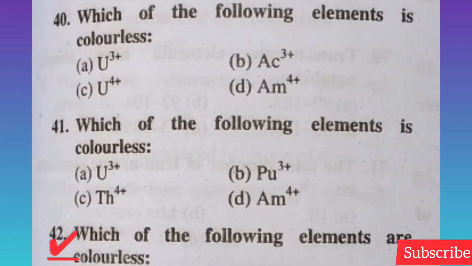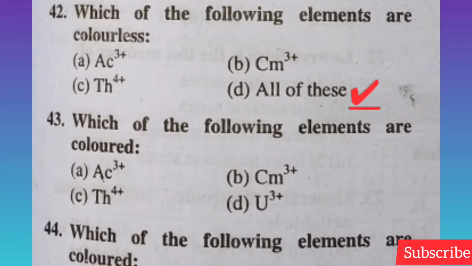Next question, which of the following elements are colorless. In this question option D is correct. Next question, which of the following elements are colored. Option D is correct. Next, question number 44, which of the following elements are colored.